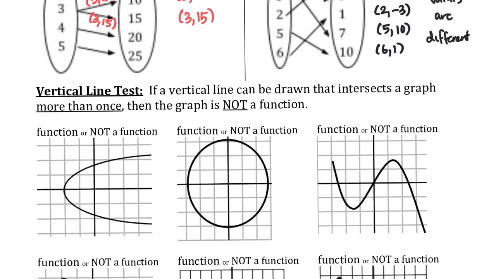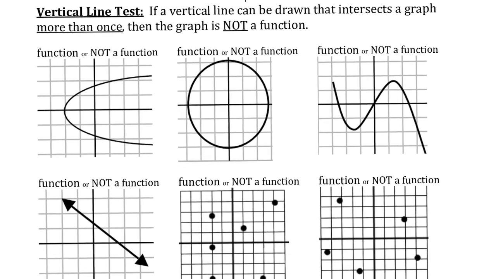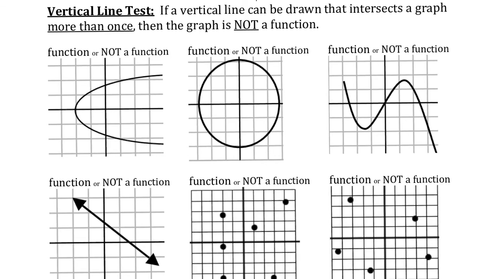Okay, the last thing for this section is what we call the vertical line test. This is how to test whether a given graph is a function or not. It's called the vertical line test, so we're going to use a vertical line. Reminder, a vertical line is the line that goes in this direction. So if a vertical line can be drawn that intersects a graph more than once, then the graph is not a function. And I'm going to show you what I mean on the first one.